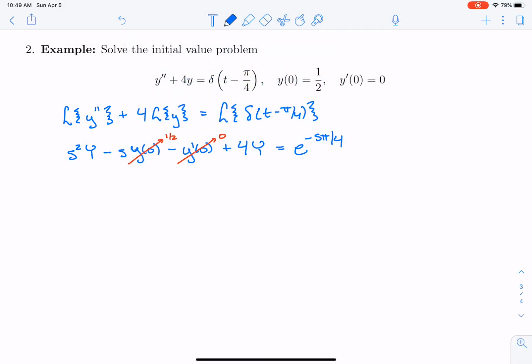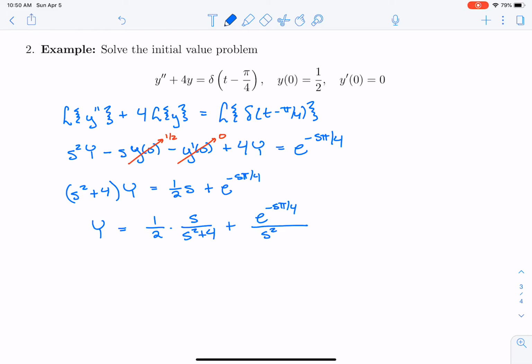So I can write this as s squared plus 4 times Y, and that's going to equal 1/2 s, if I bring that to the other side, plus e to the minus s pi over 4. So Y in this case is going to be 1/2 times s over s squared plus 4 plus e to the minus s pi over 4 over s squared plus 4.